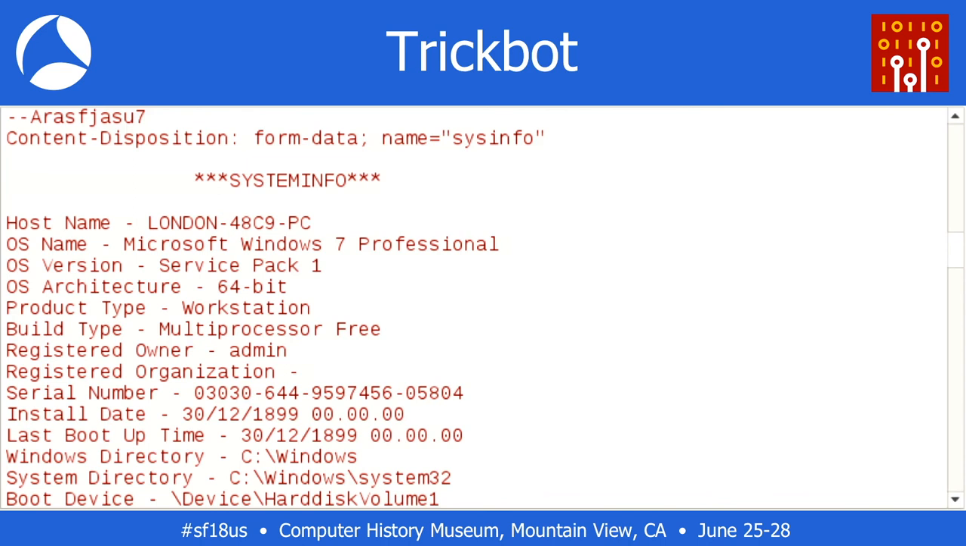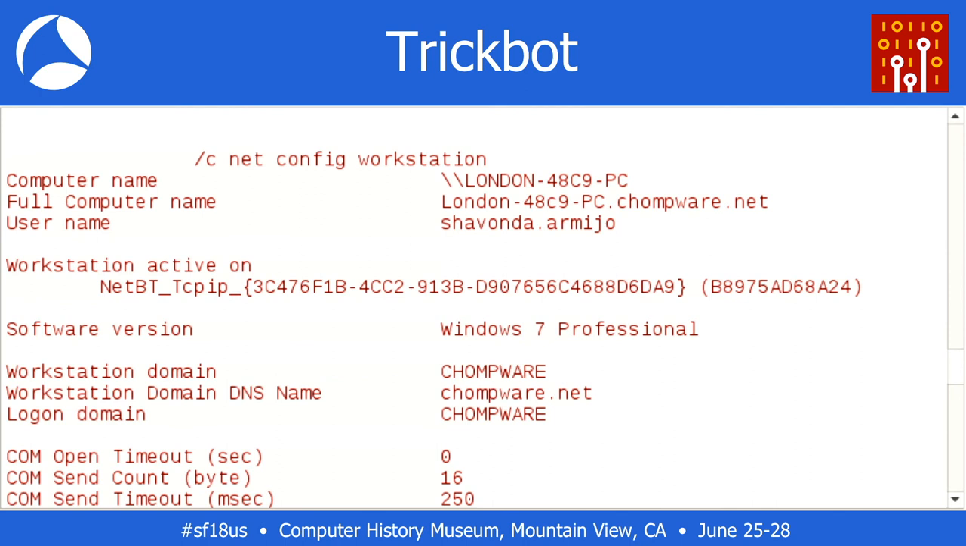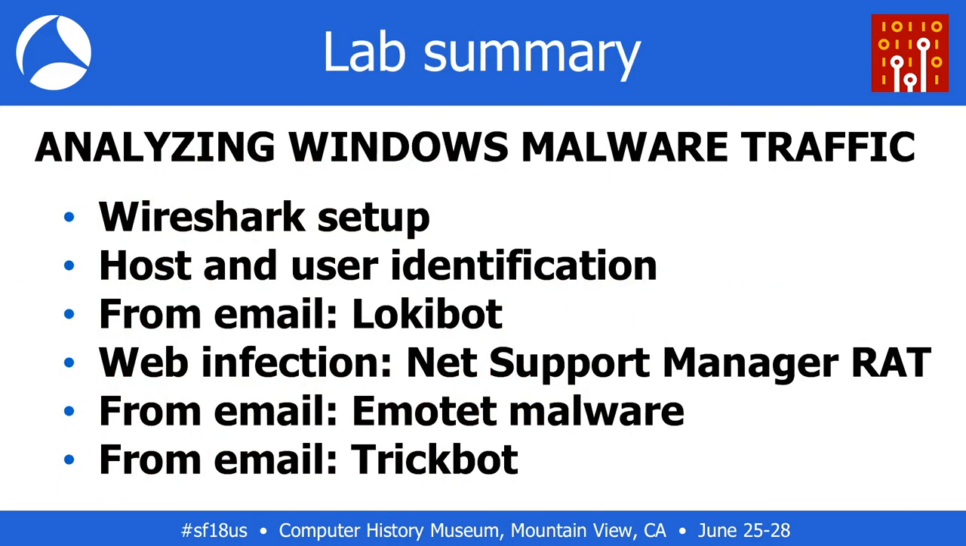Now, I edit these PCAPs, so that's not the actual serial number and some of the other stuff. For some reason, it says the build type is multiprocessor free, and this is a dual core VM. And it says the install date, for some reason, defaults to 1899, which is fine with me. I don't want them knowing my actual installation date. And you've got a bunch of other information, where in this case the Windows account name is Shavanda Armijo. I'm pronouncing that wrong, I'm sure. That's pretty much it. Thank you, guys.